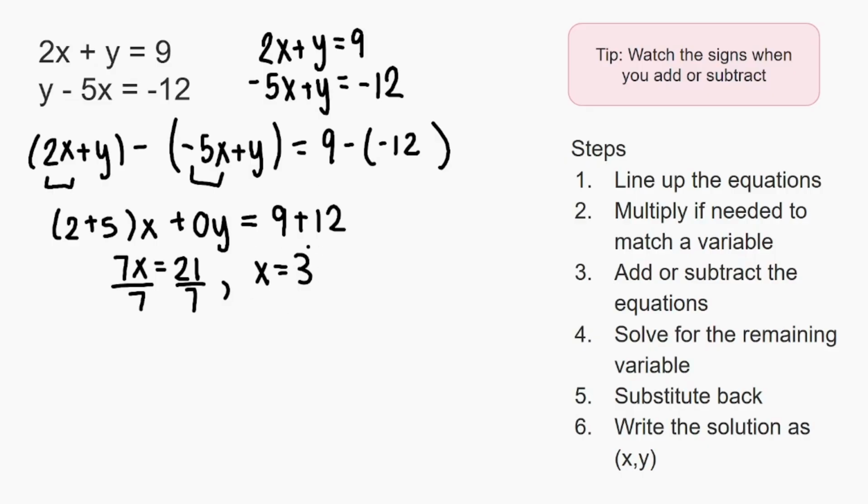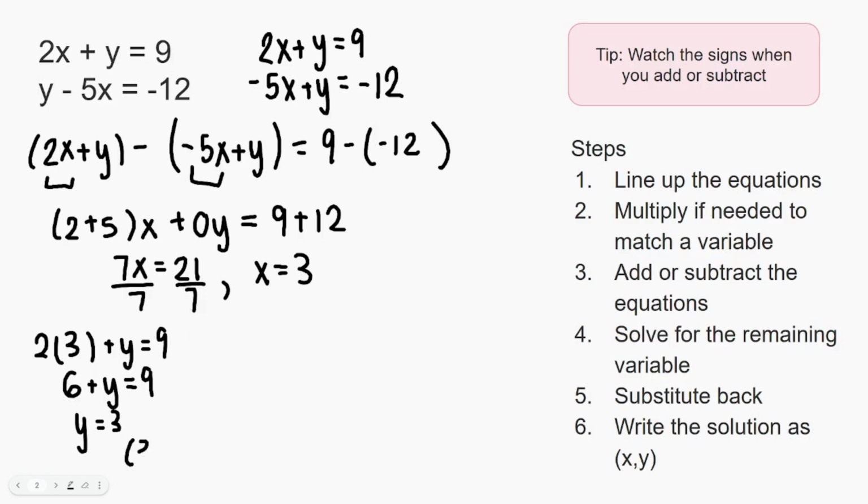Next, we're going to plug in x equals 3 into any one of these equations to find y. Let's just do the first one. 2 times 3 plus y equals 9. So we get 6 plus y equals 9, and we get y equals 3. So our answer is 3, 3.